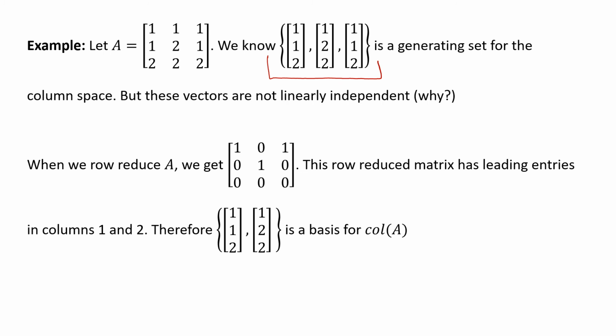Is this a basis? A basis has to be linearly independent. But these vectors are not linearly independent. Okay? You should be able to see why these are not linearly independent, because there's a repeated vector in there. So that means that this is not a basis. A basis has to be linearly independent.